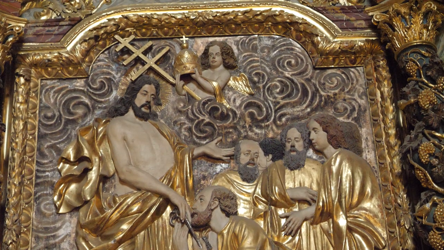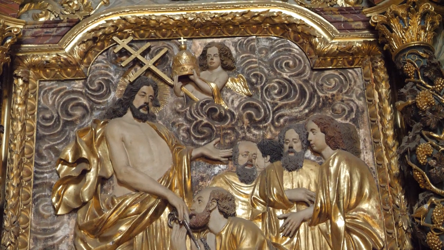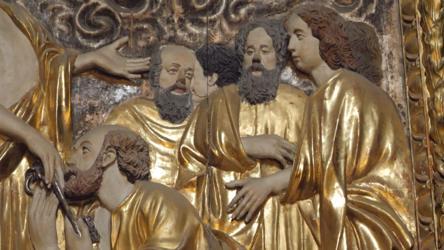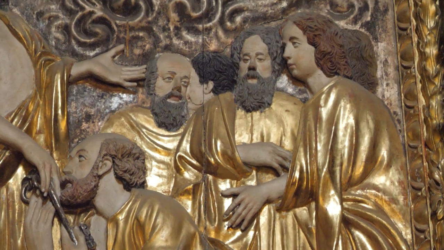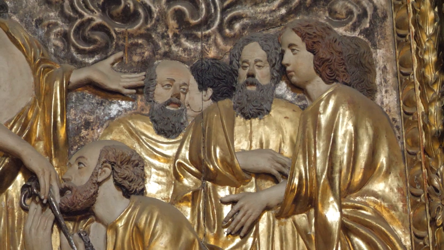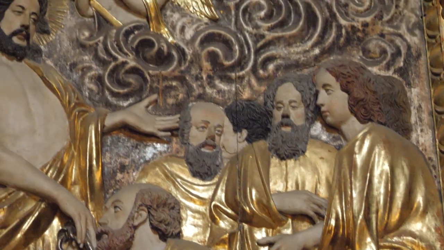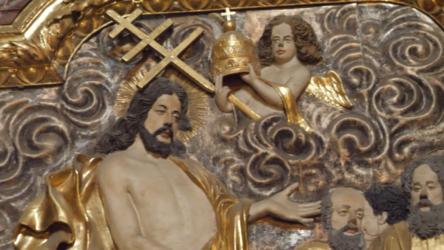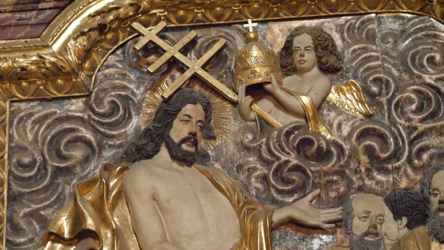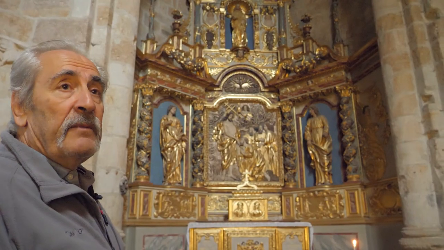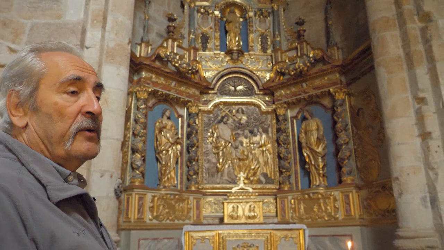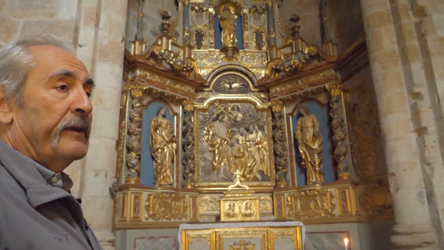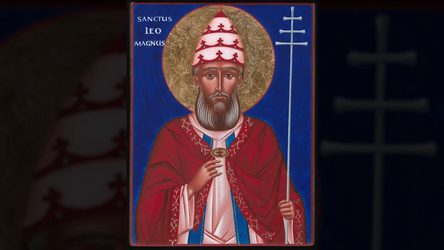Saint Peter is kneeling and kissing the hand of Christ, with some apostles behind them, and above in the clouds you can see an angel with the Pope's crown and the triple cross, which represents the three powers of the Pope: the power on church, the power on earth, and the power on heaven.